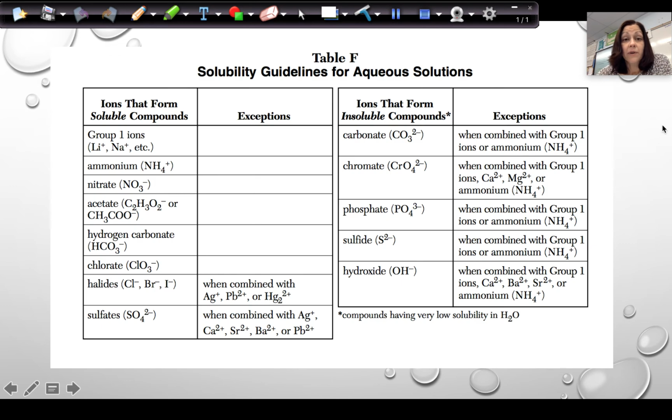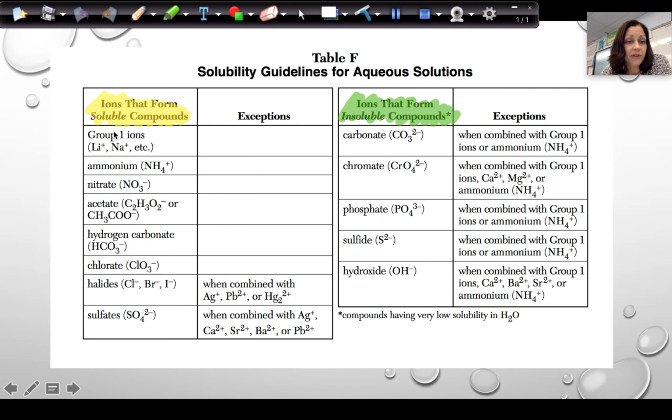First thing we're going to talk about in terms of solubility is Table F. The first thing we want to note on Table F is that we have two sections. We have a section that says ions that form soluble compounds, and a section that says ions that form insoluble compounds. We will only have to find one piece of the compound in either the first column of the first chart or the first column of the second chart.